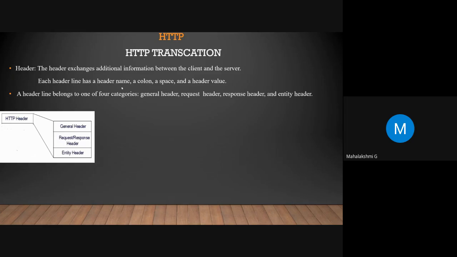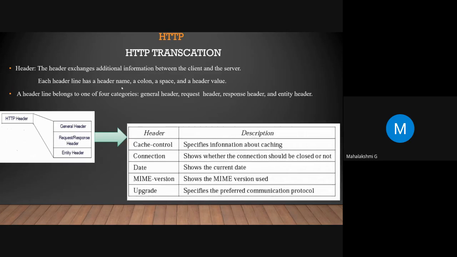Okay. So what is a general header? The general header gives general information about the message, and it can be present in both a request and a response. Here I have listed a table of general headers with their descriptions. For example, cache control has specific information about caching.